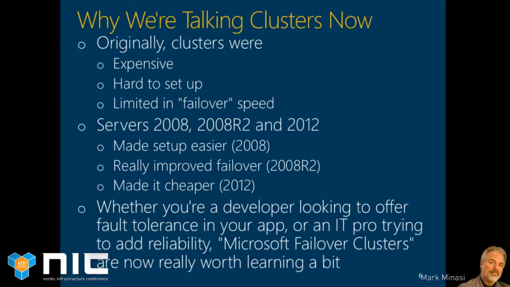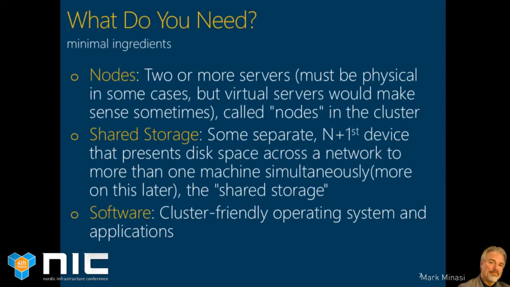2008 changed things. It gave us a nice wizard that made life easier, made the networking easier. 2008 R2 bumped things up and gave us an important quantum leap for Hyper-V clustering. 2012 made everything cheap. SANs are so expensive that even looking at a Windows cluster has always been a big check. 2012 changed that. And 2012 R2 bumped things a little bit more. So that's why I want to talk to you about this.